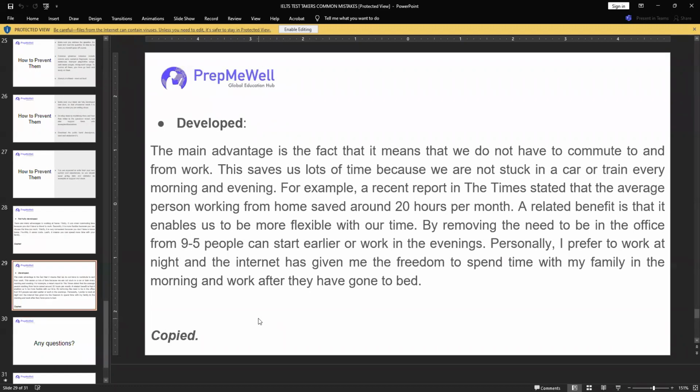For example, okay, a recent report, all right, this example has statistics and data, but personally, I advise against it. For example, a recent report in the Times stated that the average person working from home saved around 20 minutes per hour. A related benefit is that it enables us to be more flexible with our time. By removing the need to be in the office from 9 to 5, people can start earlier or work in the evenings. Personally, I prefer to work at night, and the internet has given me the freedom to spend time with my family in the morning and work after they are gone.